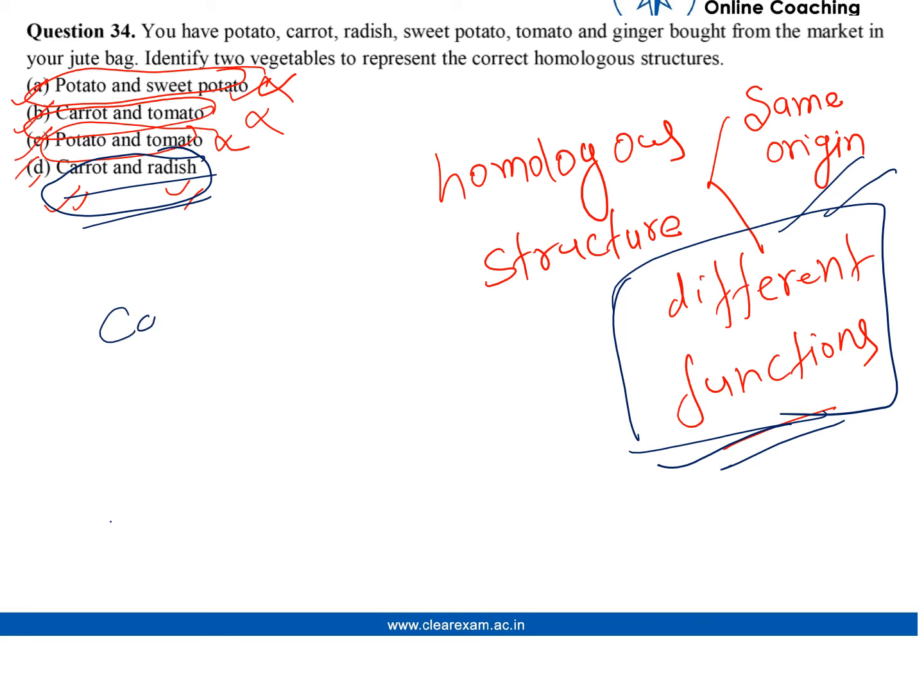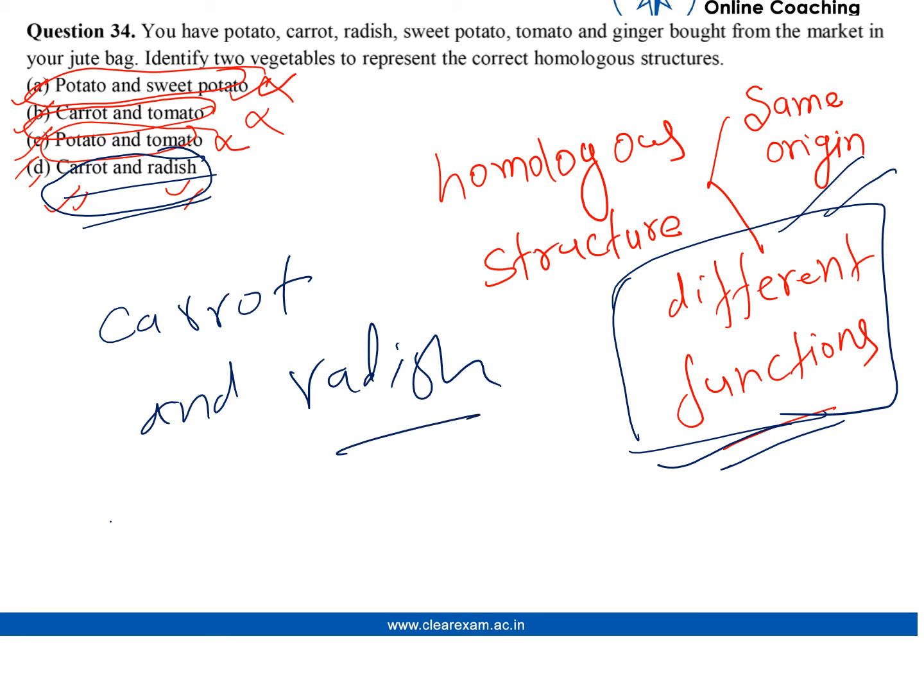So our answer is carrot and radish. So D is the correct answer.